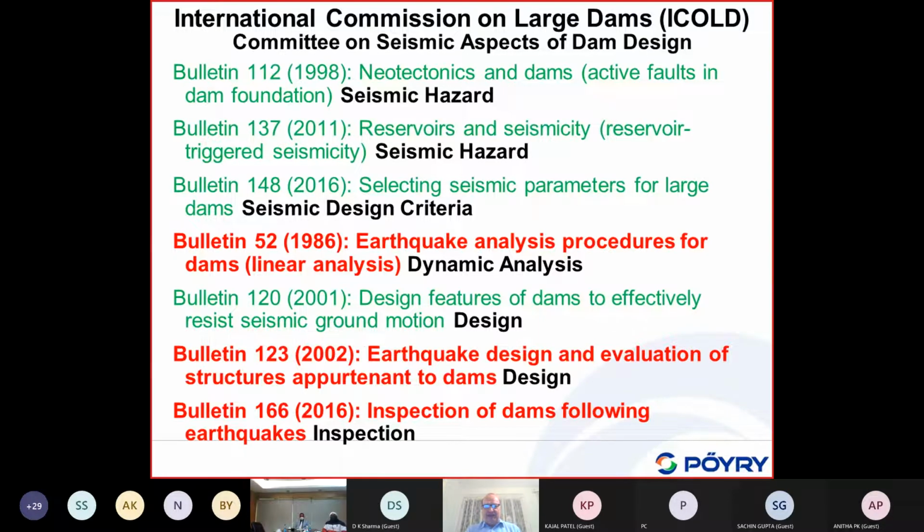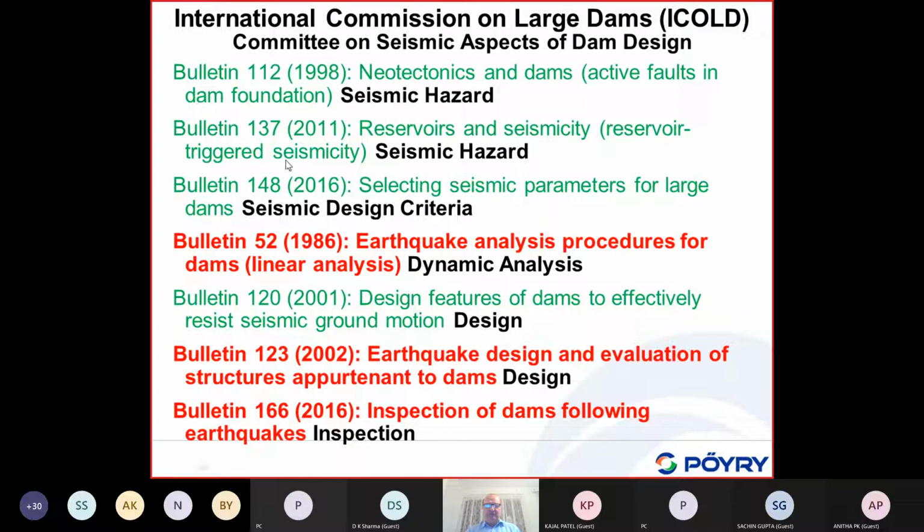The Committee on Seismic Aspects of Dam Design of ICOLD has published a number of guidelines on different dam subjects. I have marked them here. We have bulletins which were dealing with the seismic hazard, that is dams on faults. We have discussed that reservoirs and seismicity is also related to seismic hazard. These are special hazards applicable to dam projects, which you do not face, I must say, with other types of structures, with building structures or bridges.